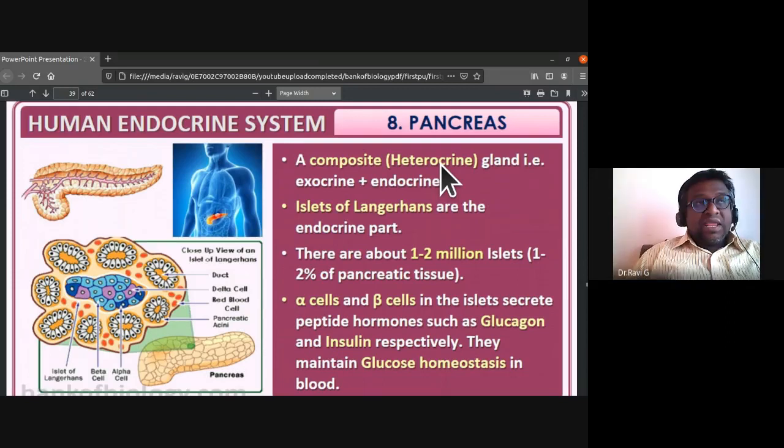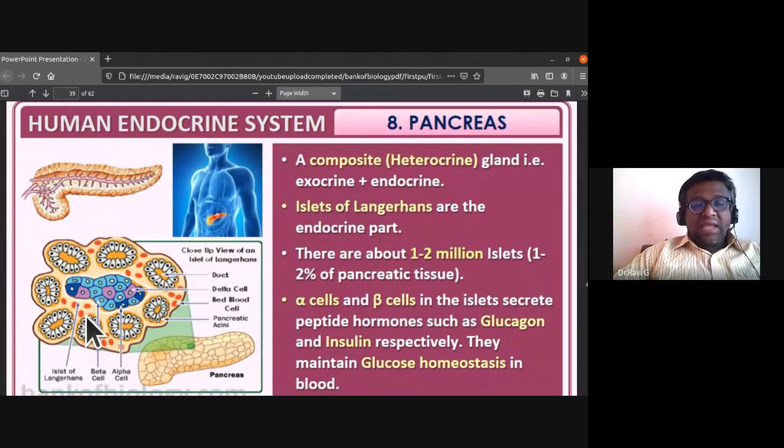And the endocrine part has the islets of Langerhans. They are a small group of islands. They have three types of cells: alpha cell, beta cell, delta cell. There are about 1 to 2 million islets of Langerhans, which make up 1 to 2% of pancreatic tissue.